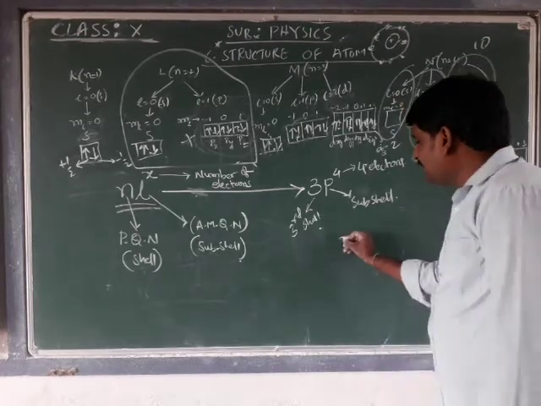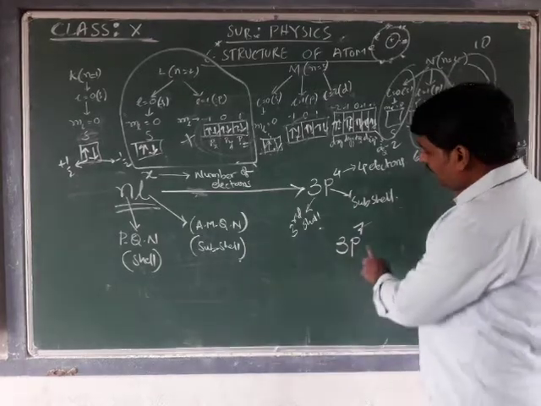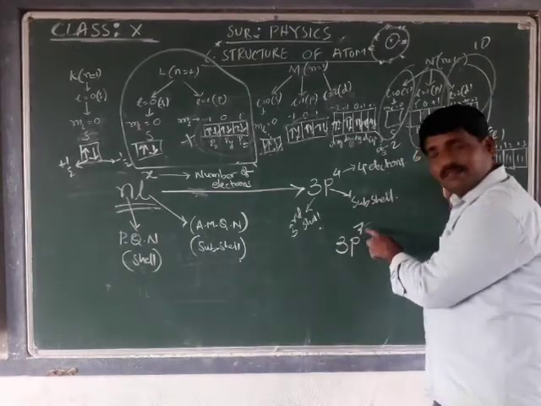Okay, can I write 3p7? Imagine and tell the answer. Is it possible to write 3p7?